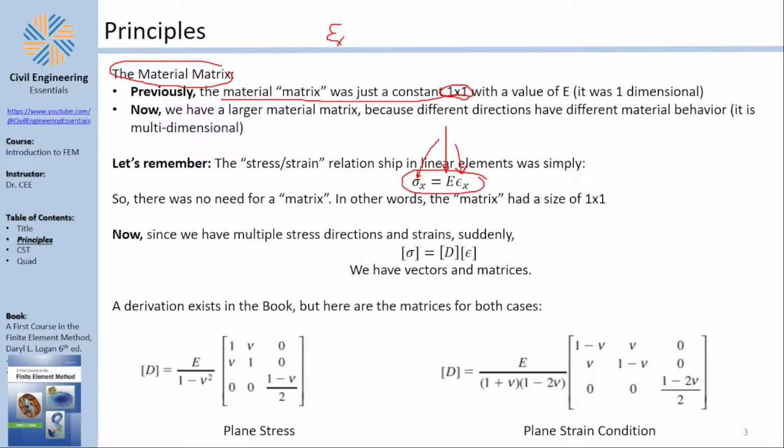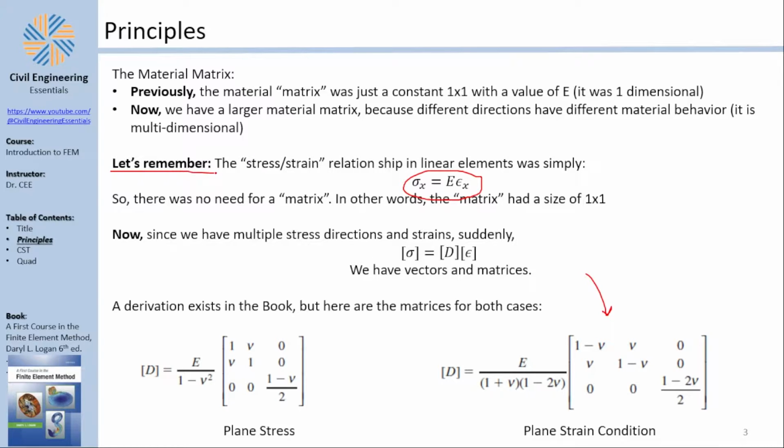Now suddenly you have sigma x, you have sigma y, and you have tau, so you have 3 stresses. And you also have strains, epsilon x, epsilon y, and gamma xy. So now you have 3 strains and 3 stresses. Now I know what you're thinking. You might think that, okay, I don't need this matrix, I can still deal with it in a simple equation like this.